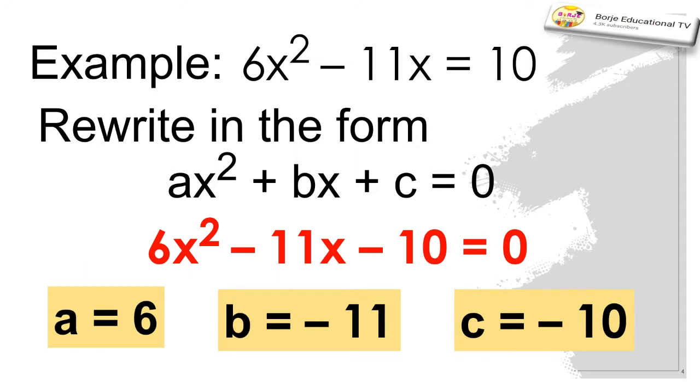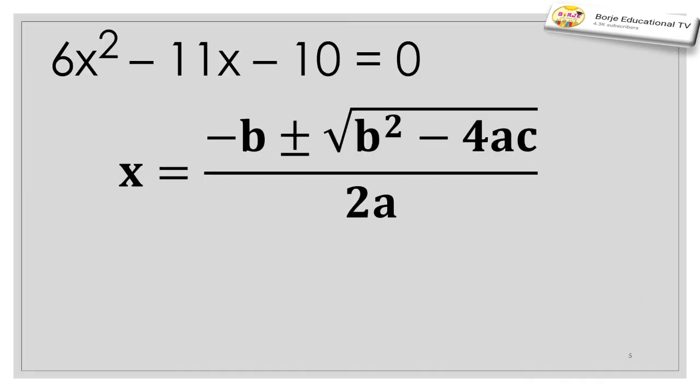For the value of a, it is the coefficient of x squared, so a is equal to 6. While b is the coefficient of x, so b is equal to negative 11. And c is the constant, which is equal to negative 10. Next, we have the quadratic formula: x is equal to negative b, positive and negative, the square root of b squared minus 4ac all over 2a.